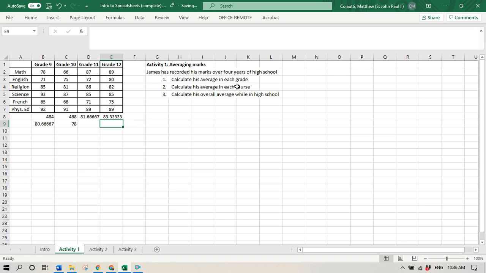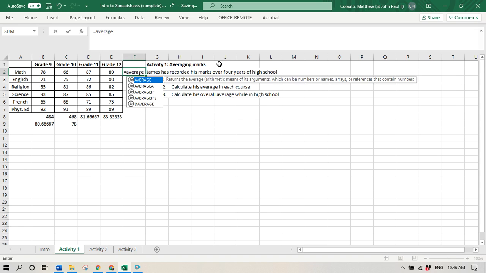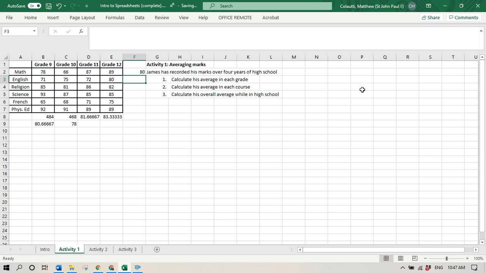Now, to find the average in each course, that means I'm going to look at math over the years. What's his average? Well, this is easy now. We figured it out. I press equals average, open bracket, and select all of my 4 numbers. Close the bracket, and there it's going to find his average in math over the years, 80.